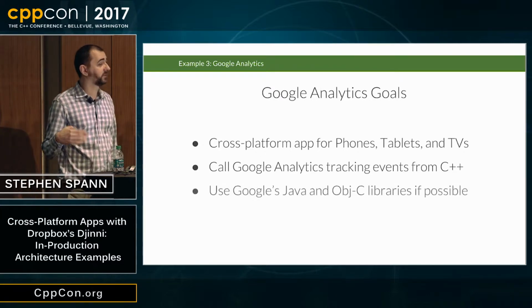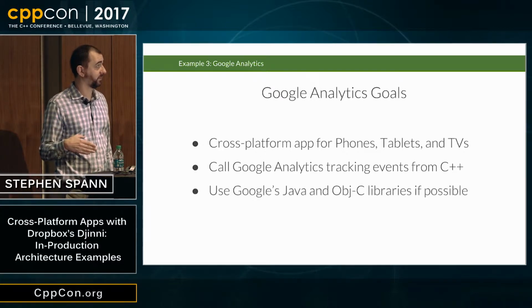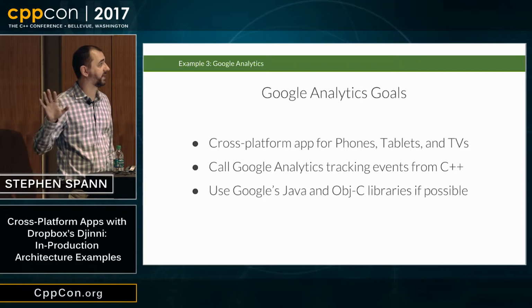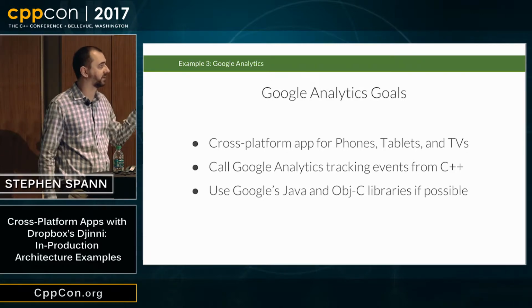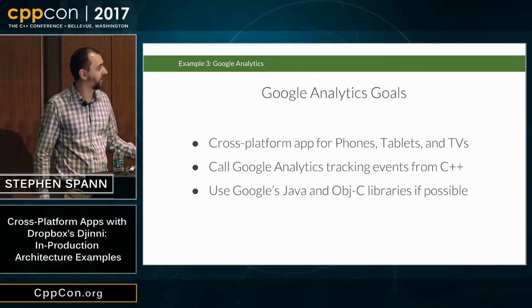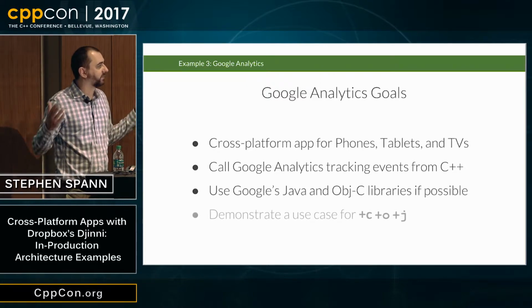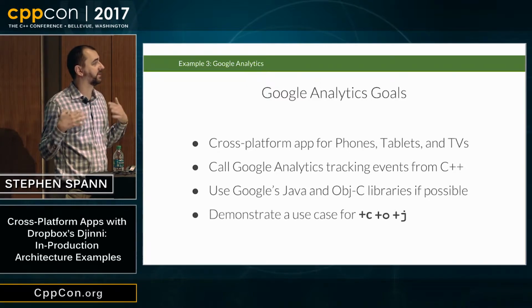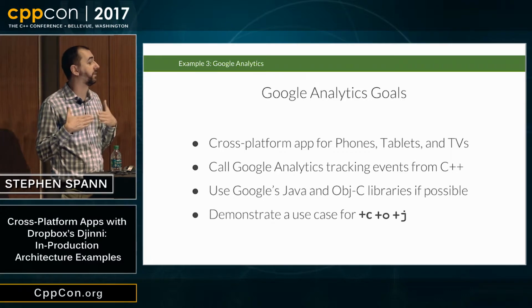We're going to use Google's libraries if we can. There's already an Android library for Google Analytics and an Objective-C library for Google Analytics. And finally, the reason for this example is so I can demonstrate a use case for generating all three interfaces.